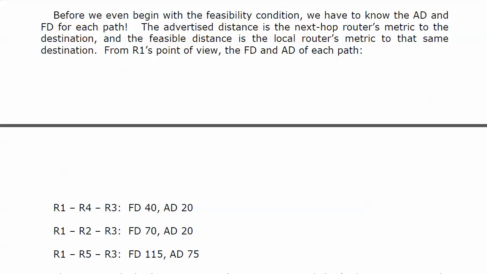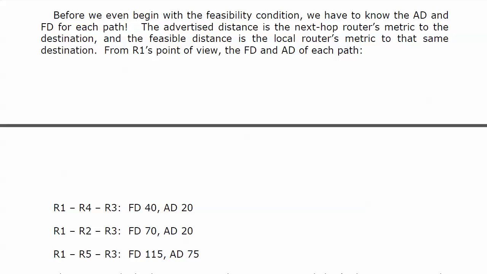Well, we just apply the feasibility condition, which is a highfalutin way of saying we look at these other paths and look at the AD and compare it to the FD of the successor. The path 123 has an AD of 20. That's lower than the FD of 40 of the successor, so 123 is indeed a feasible successor. See, easy as can be.